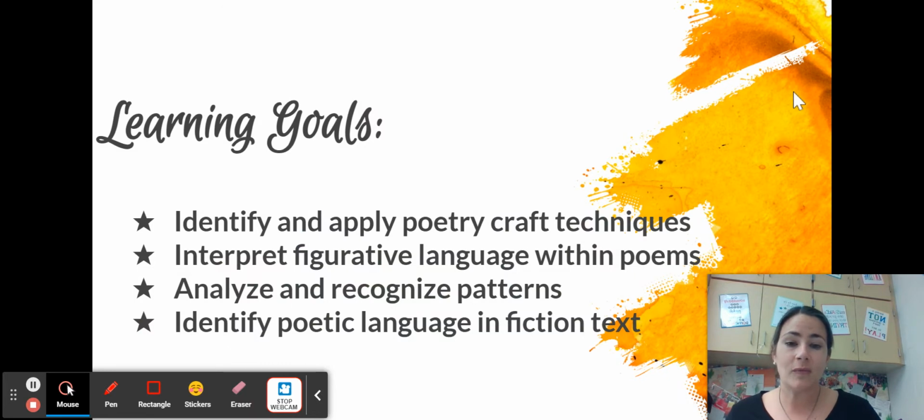By the end of the unit, we hope that you will be able to identify and apply a lot of different poetry craft techniques, that you will be able to read poems with figurative language and interpret that, and maybe add some to your own writing, that you'll be able to analyze and recognize the patterns that we see in different poems, and that you'll be able to take all of that knowledge of poetry and poetic language and see if you can find it in the novels that we're reading.